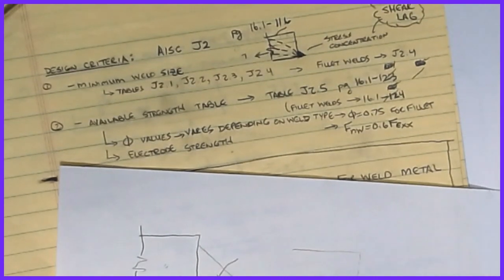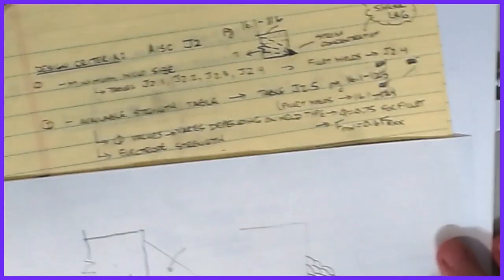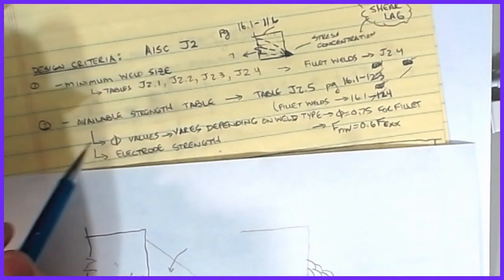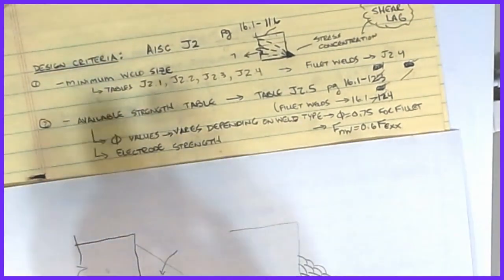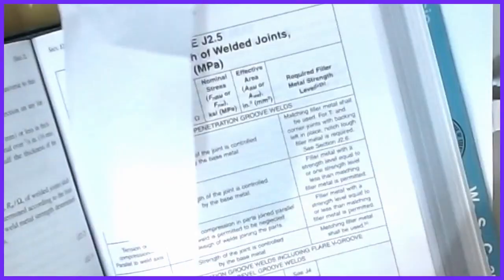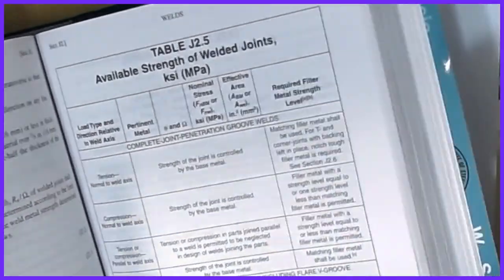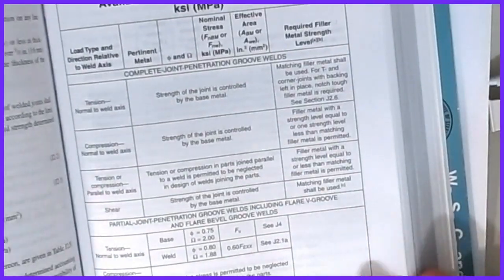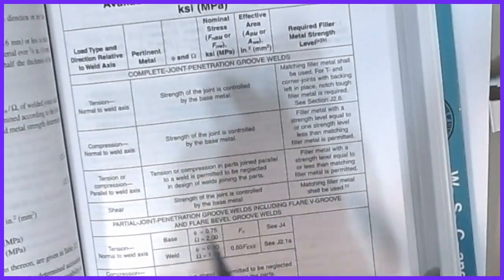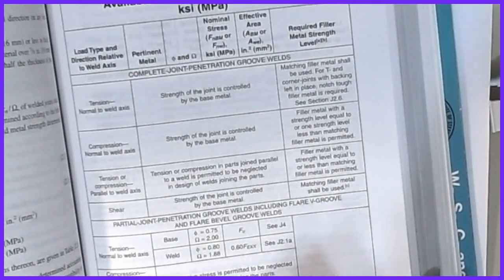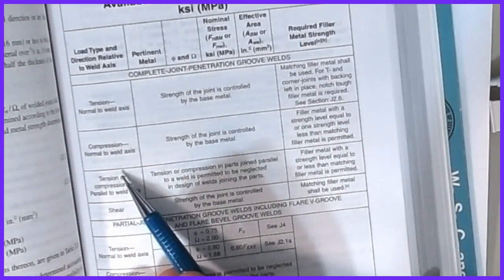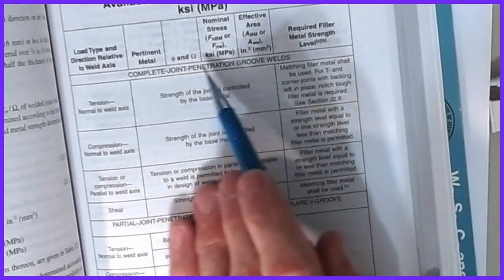Okay. All right. The available strength table is table J2.5. It's the next table, and this is where the meat of all of our information is contained, and that's this table here. Okay, and you can see that in this, I have all sorts of different directions of welds and different types of welds. So I have tension normal to the weld axis, compression normal to the weld axis, and it tells you all the factors that you need to know.